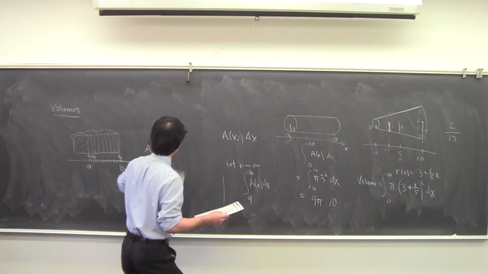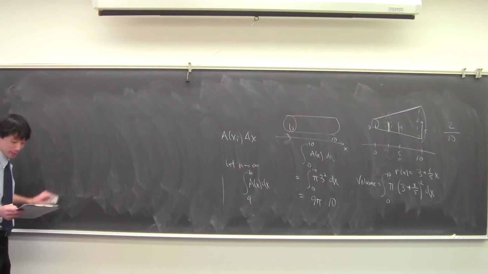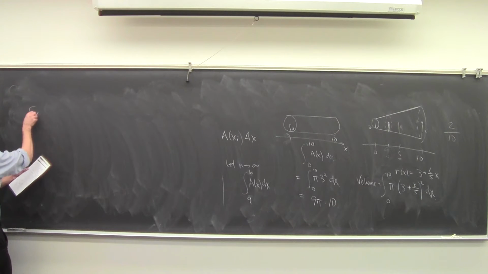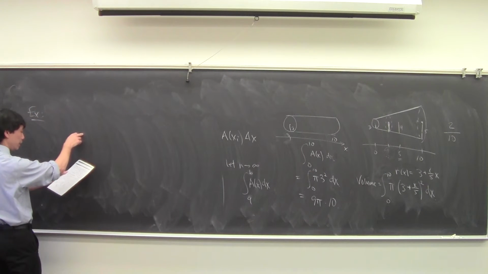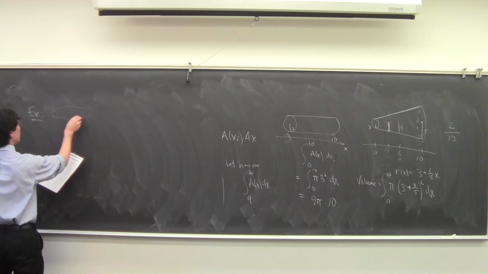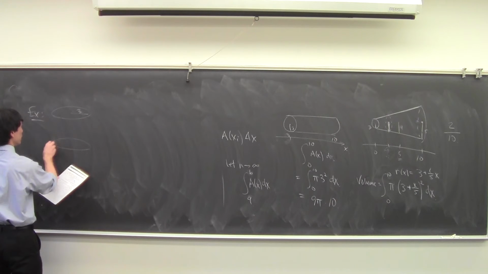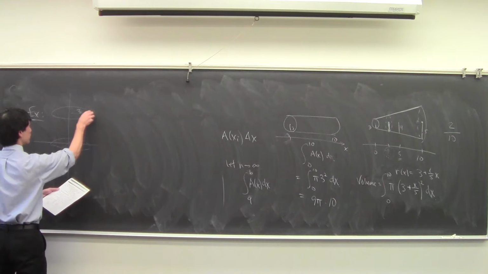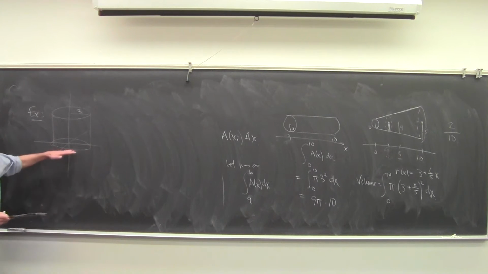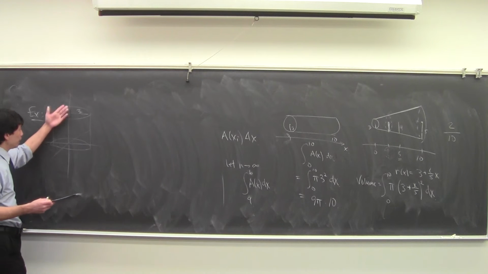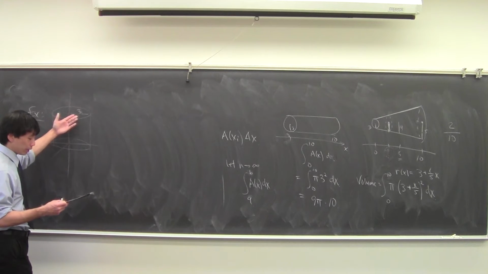Okay, so let me put up a trickier one. This one, I'd like you to find the area of the following piece of a cylinder. So you start off with a cylinder of radius 3. If you want, it's convenient to center it at the origin here. And then I want you to cut it in half.